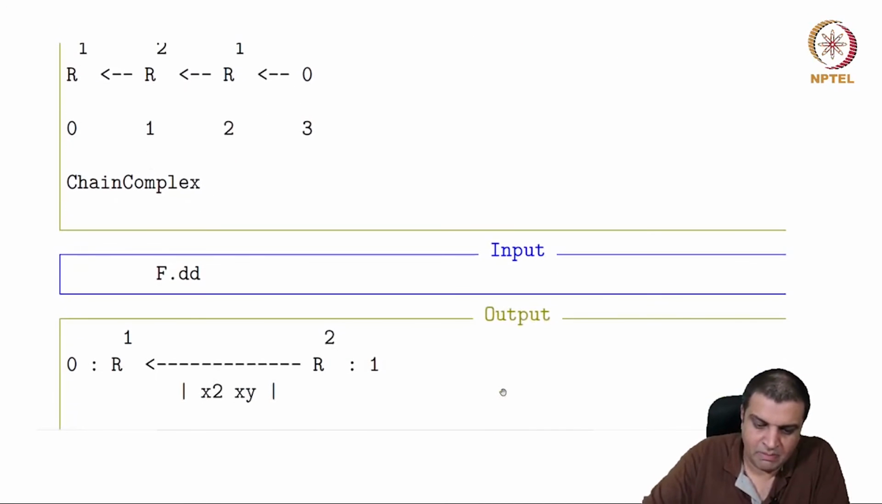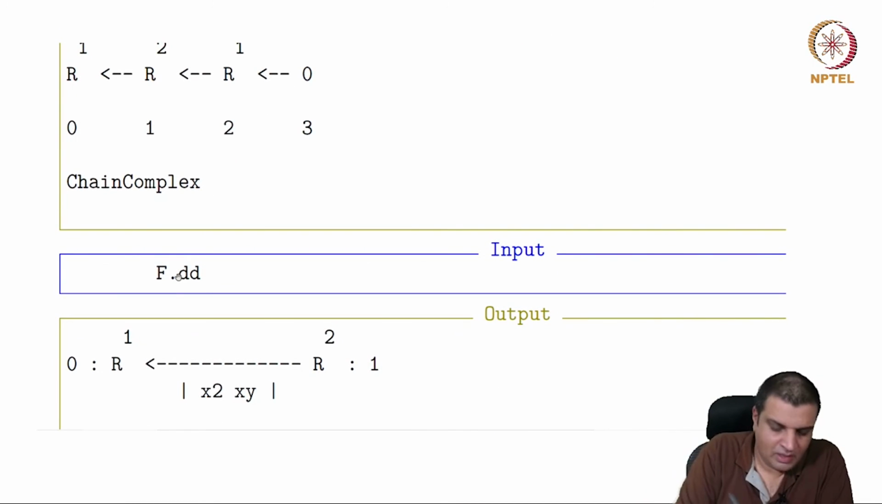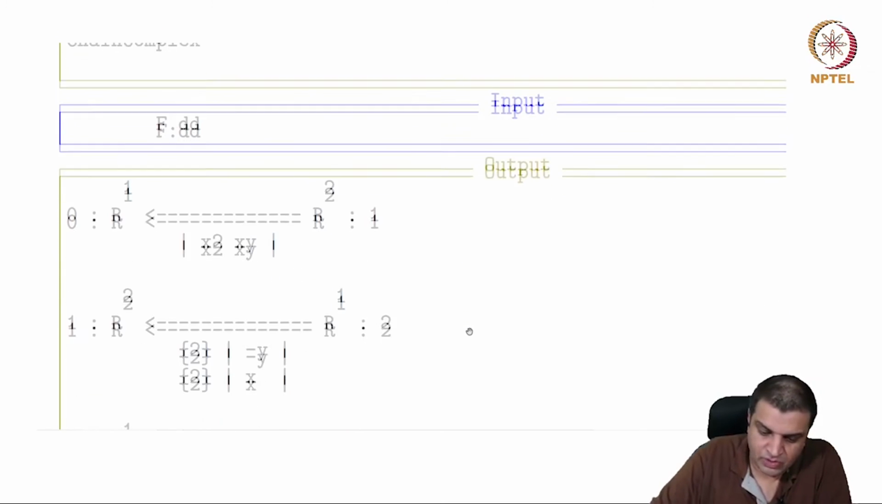Okay. If you want to see the maps in F, there is a key for a chain complex called dd. So you can ask F dot dd. There is no space, it is just F dot dd. So it will put out the maps.